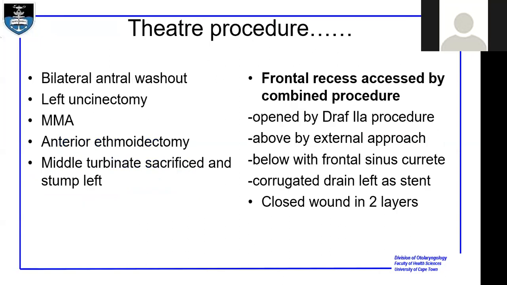We did a bilateral antral washout and a left uncinectomy, meatal antrostomy, and anterior ethmoidectomy on the left side. The meatal cabinet was sacrificed and we left a stump. The frontal recess was assessed by a combined procedure. We used a Draf 2A procedure with an external approach above, and below we used a frontal sinus curette. We left a corrugated drain as a stent, and we closed the wound in 2 layers.